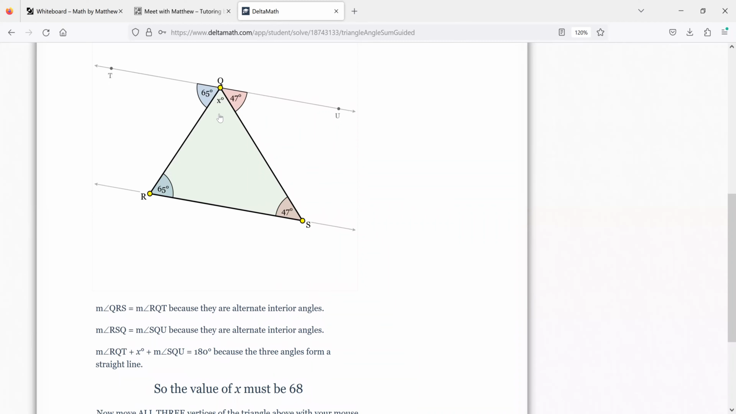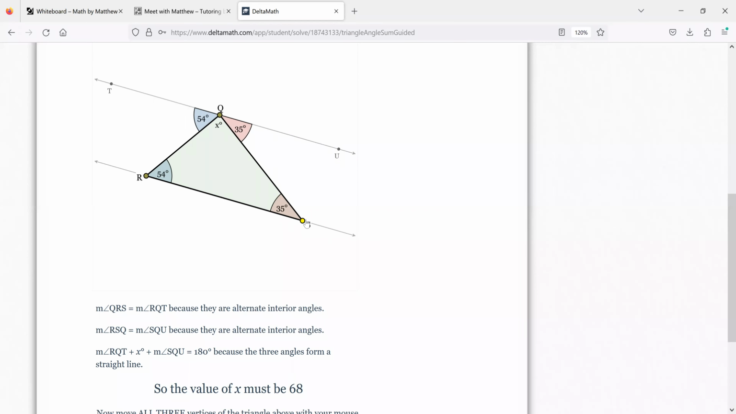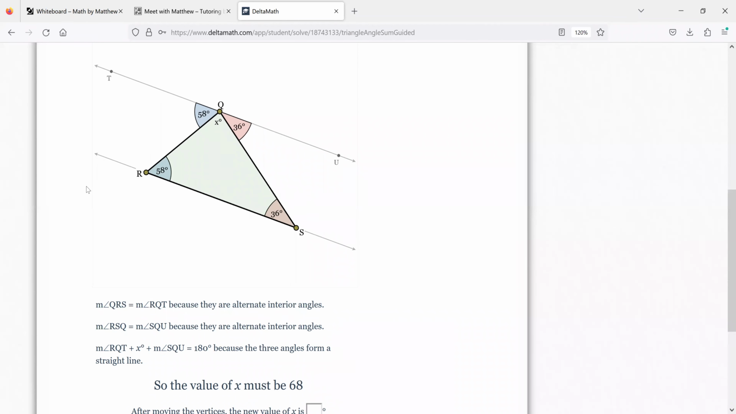Now we got to move the vertices till the thing changes. Okay. All right, so same thing. You subtract the 36 and the 58 from 180.